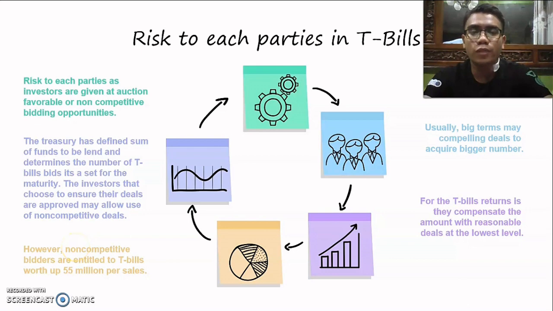Okay, I will continue with risk to each party in Treasury bills. The first one is that investors are given favorable or non-competitive bidding opportunities at auction. The Treasury has a defined sum of funds to be lent and determines the number of T-bill bids it sets for the maturity. Investors who want to ensure their deals are approved may use non-competitive bidding. However, non-competitive bidders are entitled to T-bills worth up to 5 million per sale. Usually, big institutions may make competitive bids to acquire a bigger number. The return for the T-bills compensates the amount with reasonable deals at the lowest level.